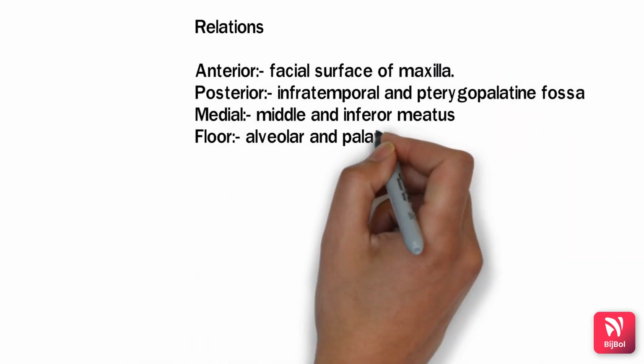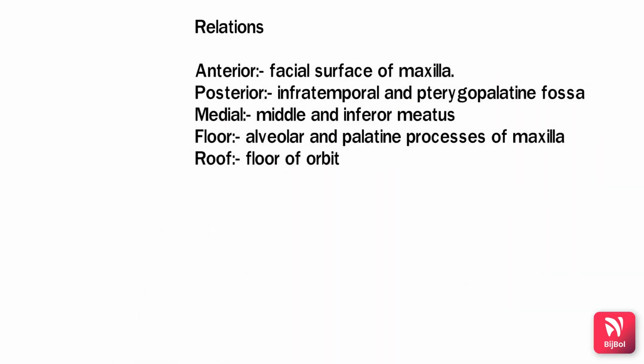Coming to the relations of maxillary sinus, anteriorly it is related to the facial surface of maxilla, posteriorly infratemporal and pterygopalatine fossa, medially the medial and inferior meatus, floor it lies at the alveolar and palatine processes of maxilla, and roof lies at the floor of the orbit. So these are the relations of maxillary sinus.